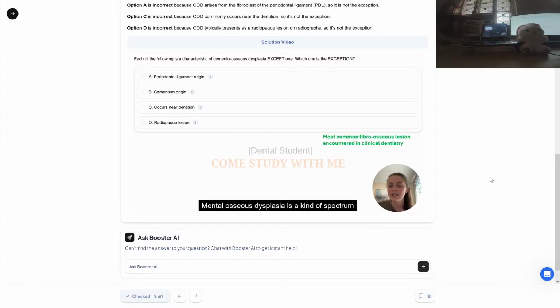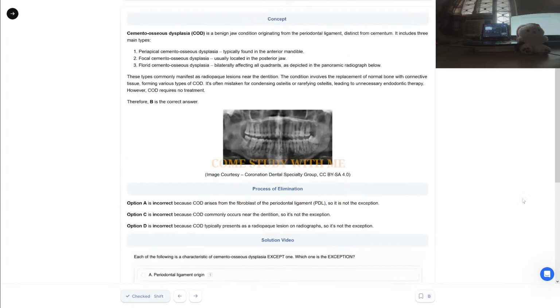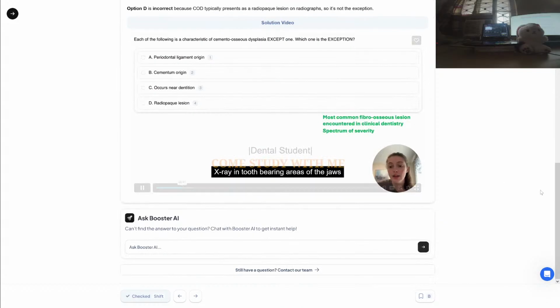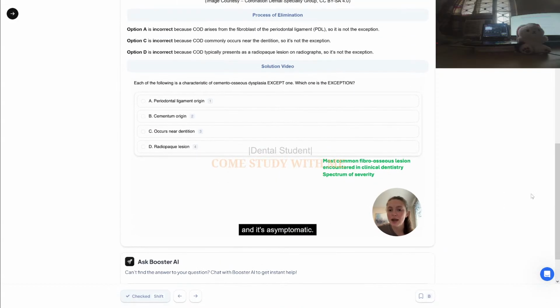Cemento-osseous dysplasia is a kind of spectrum, and it ranges from periapical COD, which is the most mild form, to focal COD, which is moderate, and then florid COD is the most severe. Now we'll talk about the clinical features of COD as a whole, and then we'll talk more about each of those subtypes of severity. Clinically, this is usually an incidental finding on an x-ray in tooth-bearing areas of the jaws, and it's asymptomatic, and swelling or discomfort is an unusual thing to see.